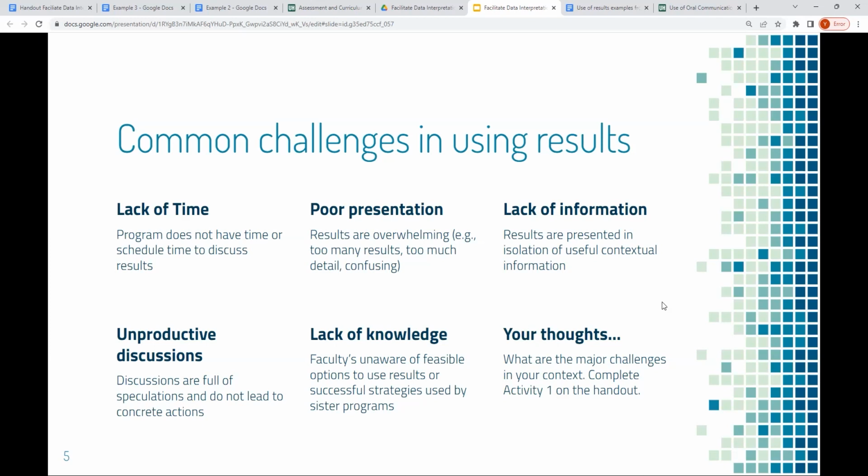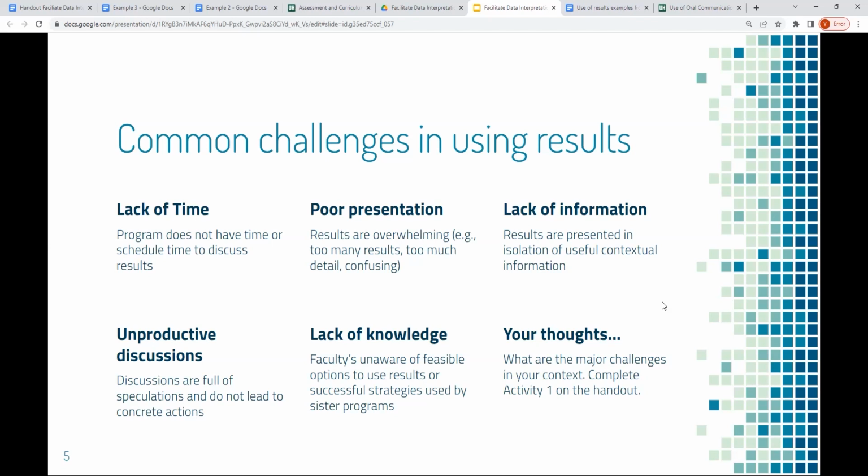Third is lack of information. Oftentimes, faculty members provide assessment information for you as an assessment coordinator, but they're just teaching their course, so they do not know what's going on beside their course. When you give them the results, they do not know why the results are what they are.